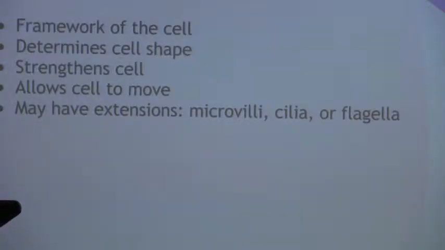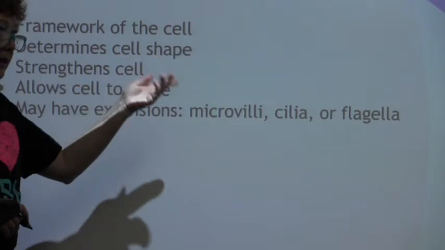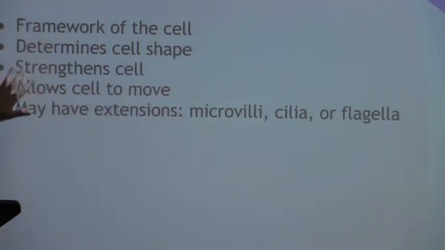Cytoskeleton. A cytoskeleton is the framework of the cell, and it's what determines the cell shape. So when we looked at the difference between that long muscle cell and that red blood cell on that very first slide, this is what the cytoskeleton is going to help us determine. But it can have extensions on it for movement that are a little bit different.